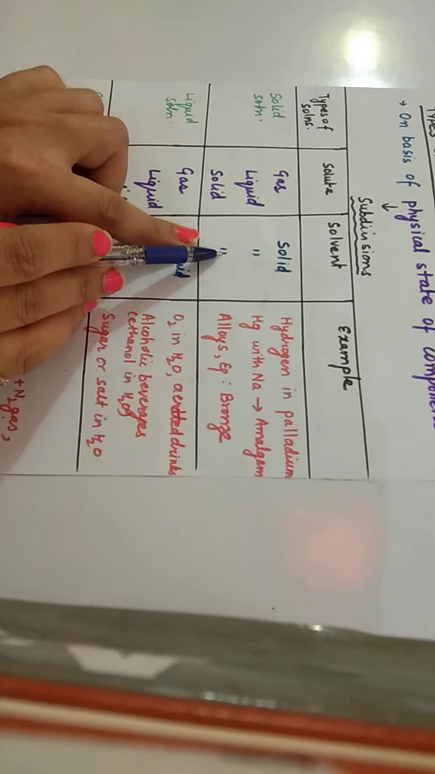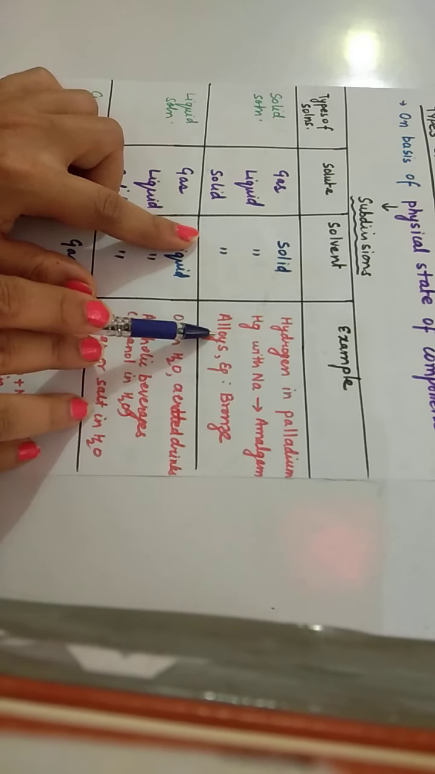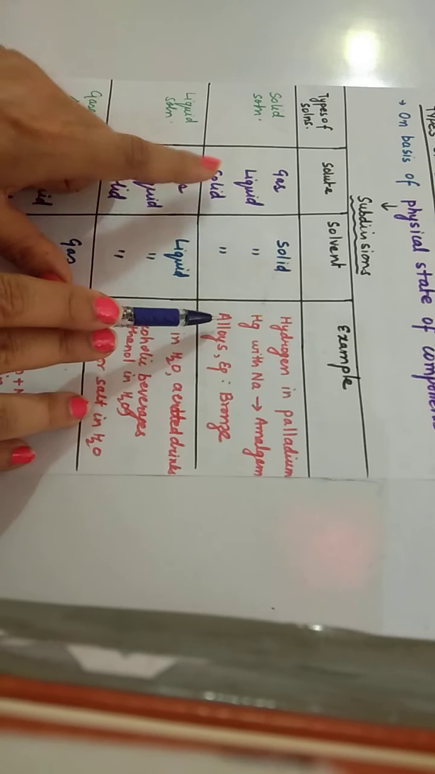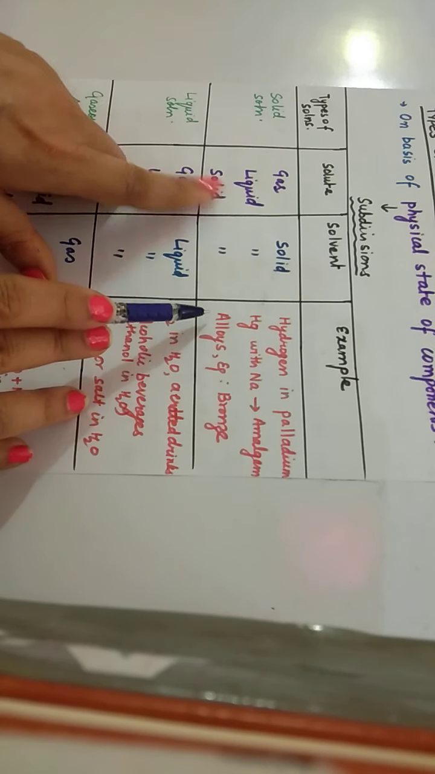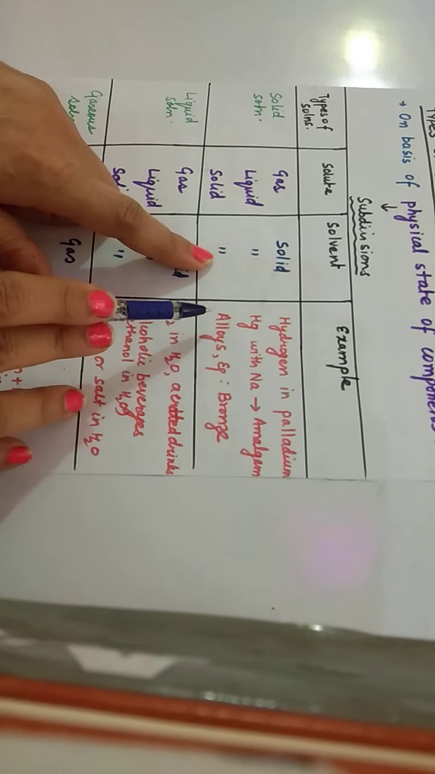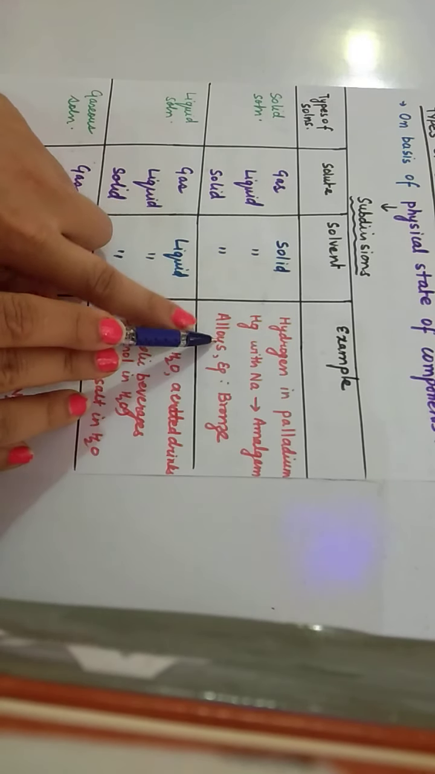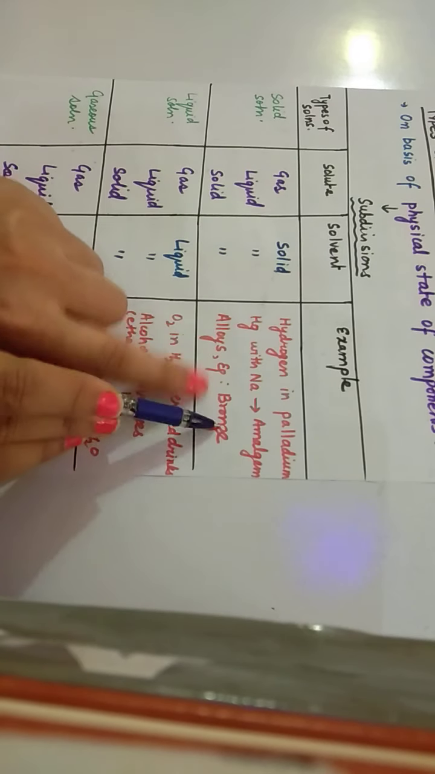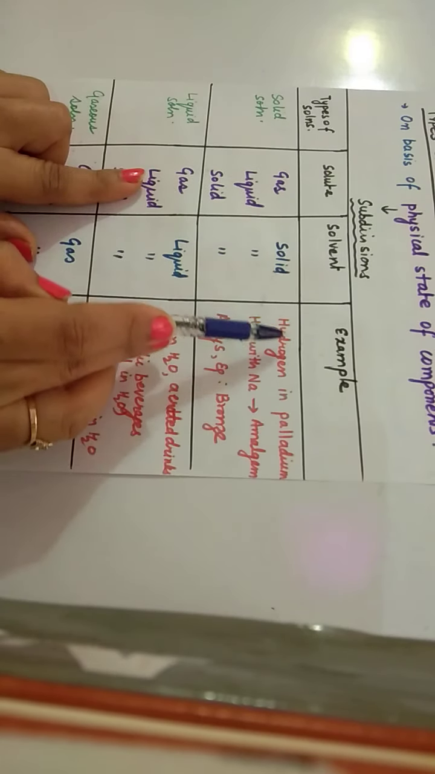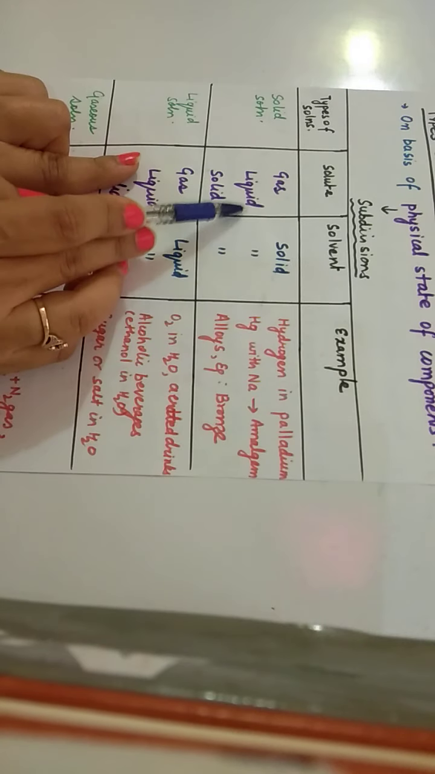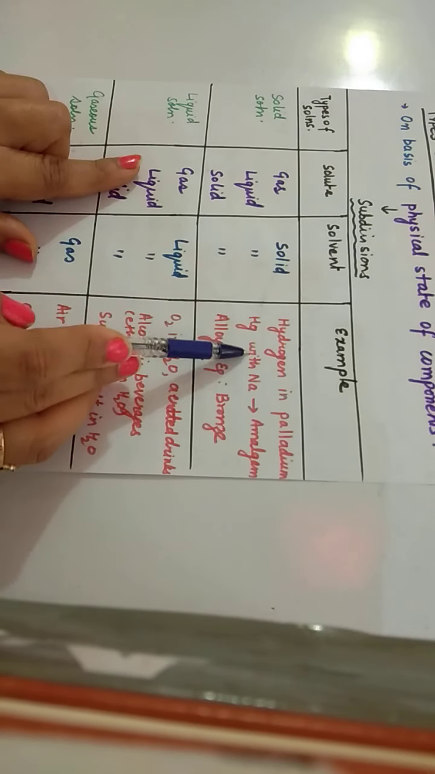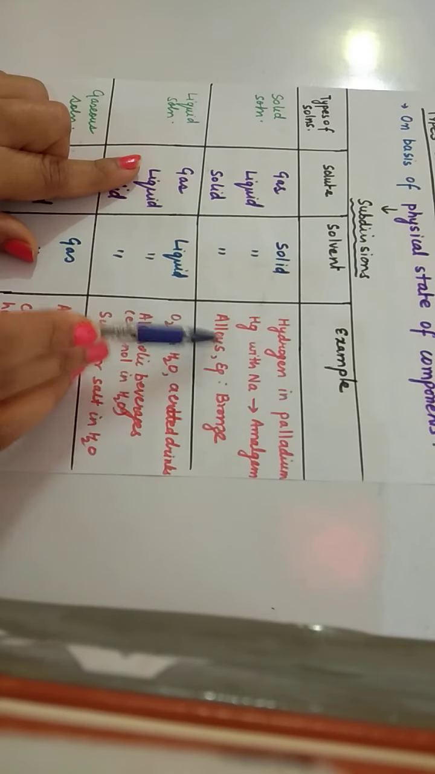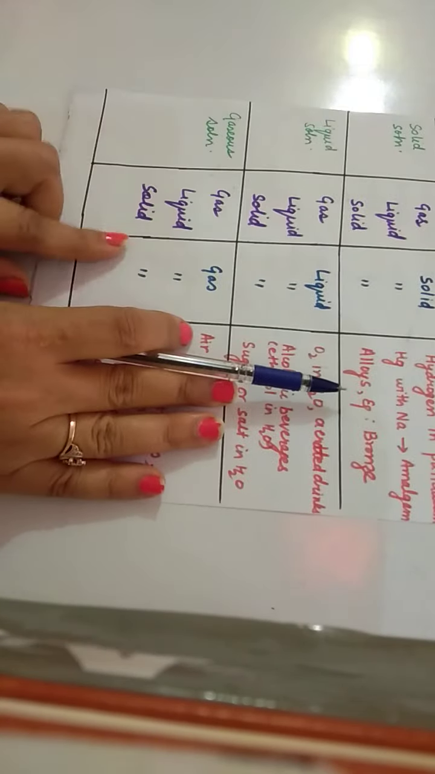The next one is solid in solid. These examples are alloys. When the solute is solid and the solvent is also solid, that is, the one in less quantity is solid and the one in more quantity is also solid, then the examples of these are alloys. An example of alloy is bronze. So gas in solid, example hydrogen in palladium; liquid in solid, example mercury with sodium, amalgam; and solid in solid, example alloys, like bronze.